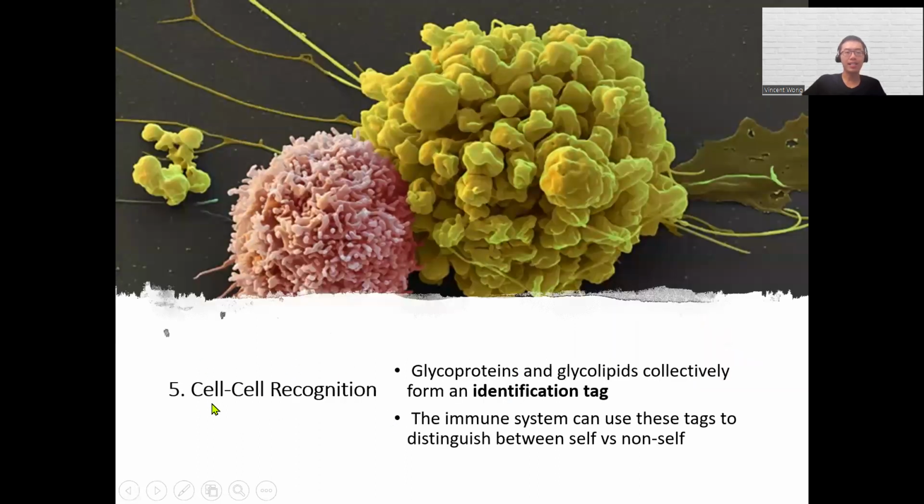Number 5 is cell-cell recognition. The glycoproteins and the glycolipids, the sugary proteins and the sugary lipids, collectively form what are called antigens, but to put it in simple terms, we call them identification tags. The kind of molecules that you have on your cells are unique. No one else has the exact same set of ID tags as your cell unless you have an identical twin.